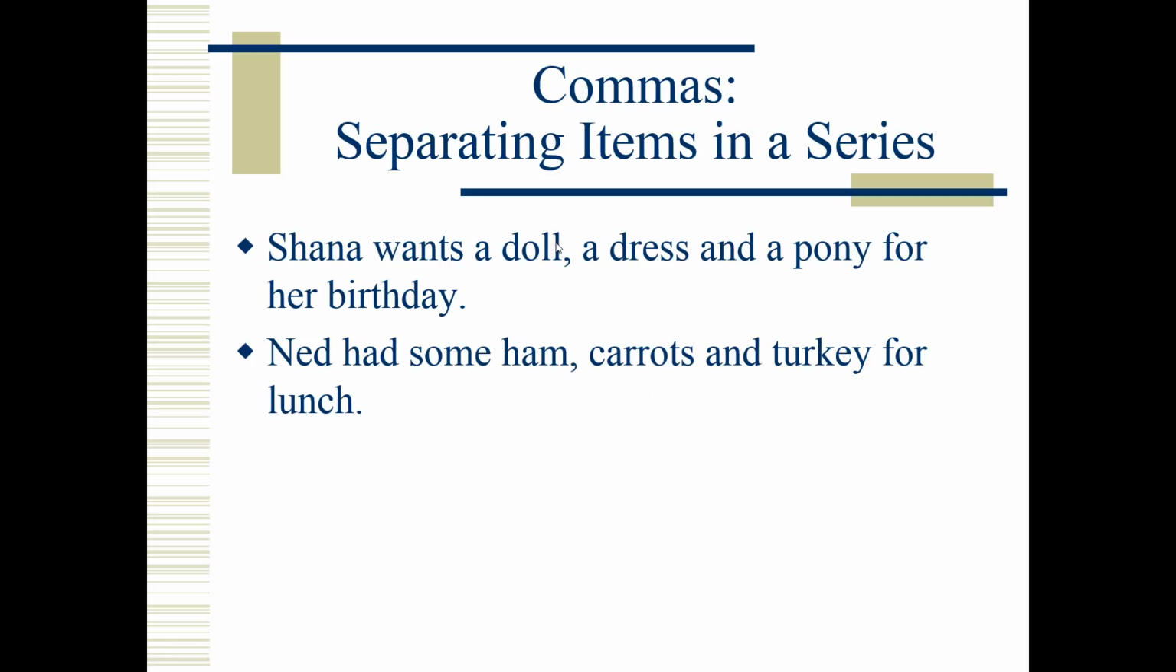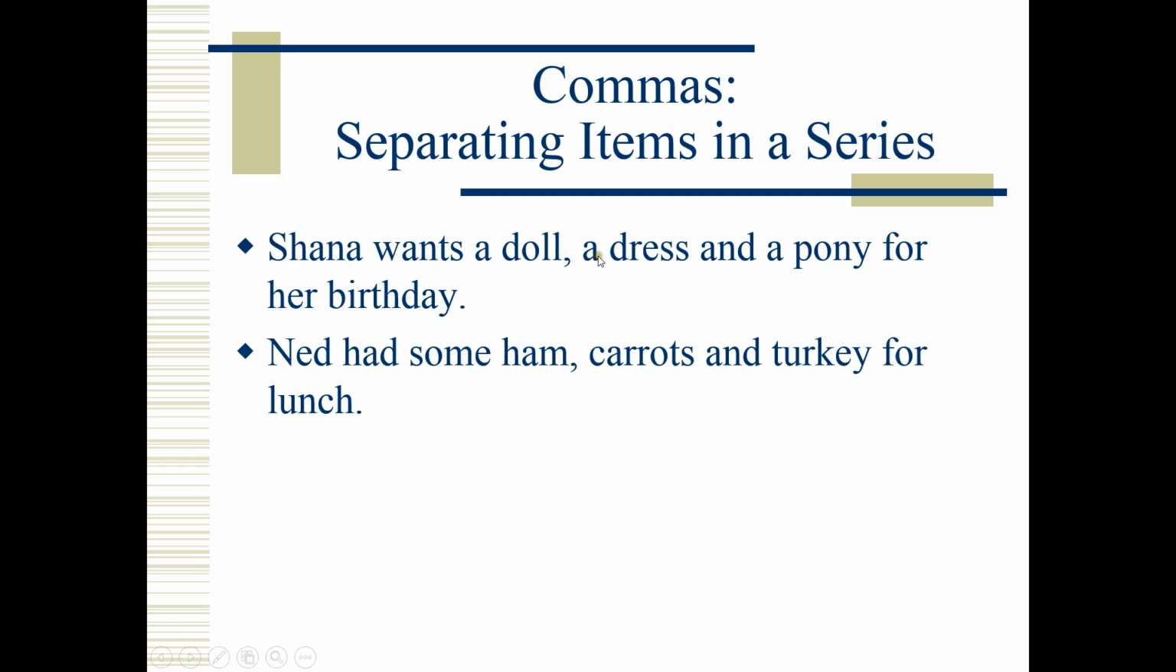Now, on to commas. This is probably the usage of commas that you're most familiar with, and that is, we most often use commas to separate items in a series or list within a sentence. So look at the list of items that we have here. What does Shayna want? Shayna wants a doll, a dress, and a pony for her birthday. Notice that the comma separates these two examples here.